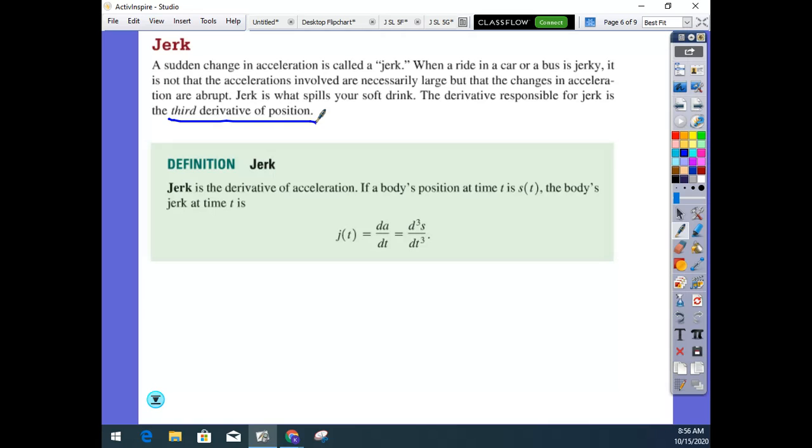So think of the jerk as the derivative of acceleration. It's the third derivative of position. We could even say it's the second derivative of velocity. So if we have SVA, first derivative, second derivative, jerk is the third derivative.